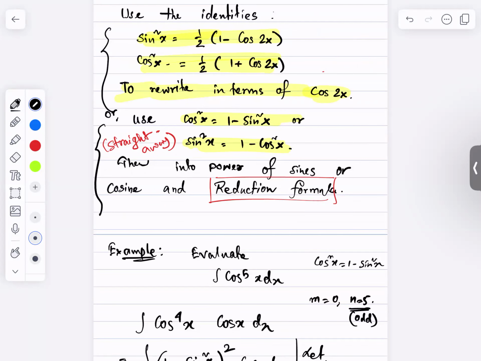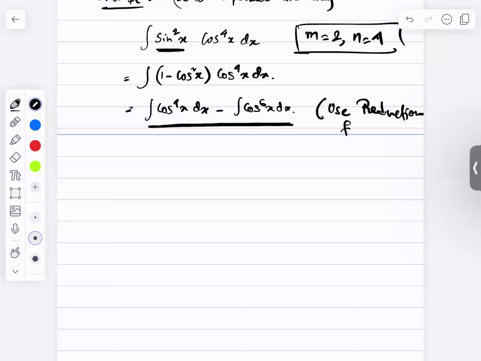So I have sine square. So 2 is obviously less than 4. Therefore I'll use the identity for sine square and reduce that to 1 minus cosine square x. And if you multiply by cosine to the 4x, then you can see that in this integration, everything is in terms of powers of cosine. And then you can use the reduction formula for cosine.